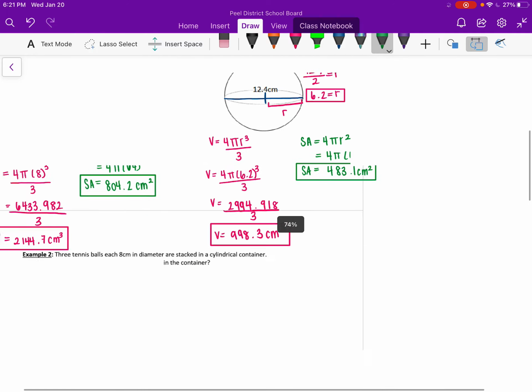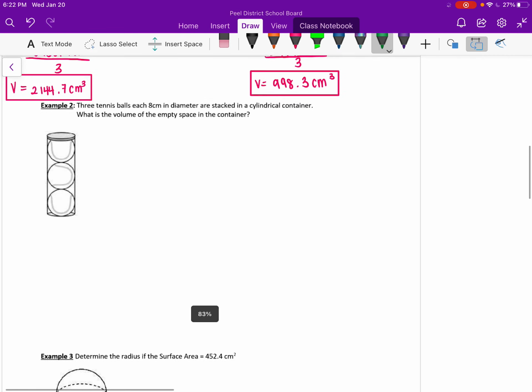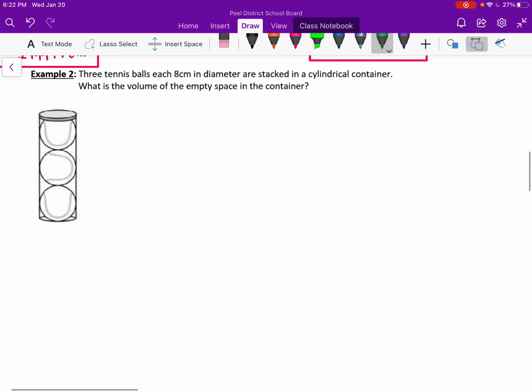All right, so we're going to move on now. This says the tennis balls are each 8 centimeters in diameter. So 3 tennis balls, 8 centimeters in diameter. If you've looked at your assignment, this is an important one to look at. They are stacked in a cylindrical container. What is the volume of the empty space? So that's what we're looking for.